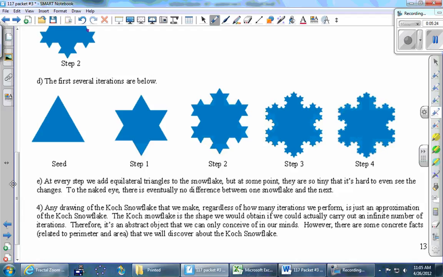And the reason I stop at step 4, you could go forever, right? You could just keep doing this. But what would step 5 look like? It's going to look to us the same as step 4, unless you have like a magnifying glass and really, really good resolution on the thing you're looking at. The triangles now are so tiny that I'm not even going to know that they're there. I just can't see them. But you could go forever, in theory.